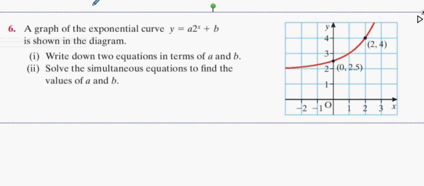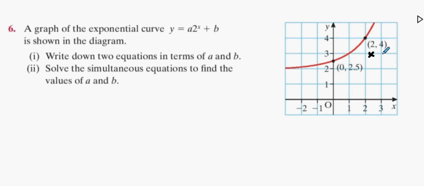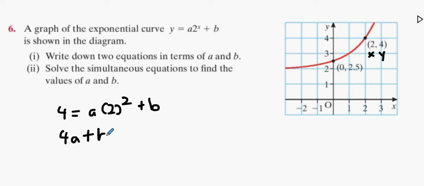So a graph of the exponential curve a times 2 to the power of x plus b is shown here. Write down two equations in terms of a and b, no bother. Replace x with 2, y with 4. So it's going to be 4 equals a times 2 to the power of 2 plus b. This implies that 4a plus b equals 4.